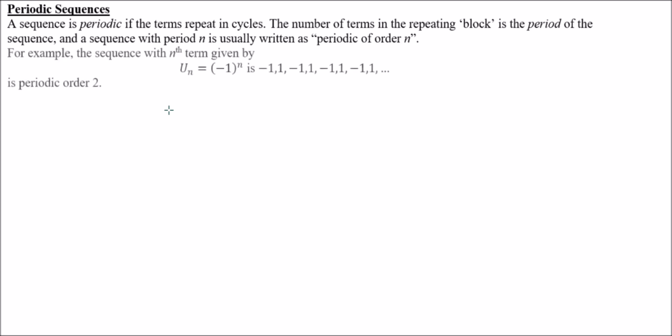So another example, if you had a sequence with nth term given by minus 1 to the power n, when n is 1, minus 1 to the power 1 is minus 1. When n is 2, minus 1 squared is 1. When you square something, it always comes out positive. Minus 1 cubed, when n is 3, takes you back to minus 1. So you're going to switch from minus 1, positive 1, minus 1, again and again. This is periodic of order 2. It's order 2 because the repeating block is minus 1, plus 1. Then it goes back again to minus 1, plus 1. The repeating block is 2 terms in size. That's why you get periodic order 2.